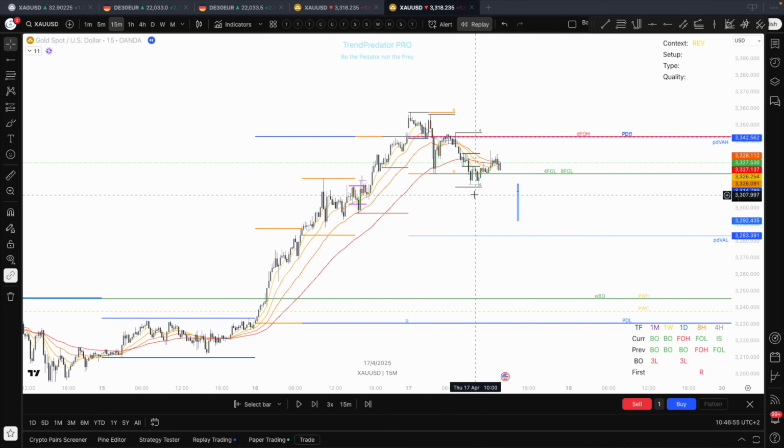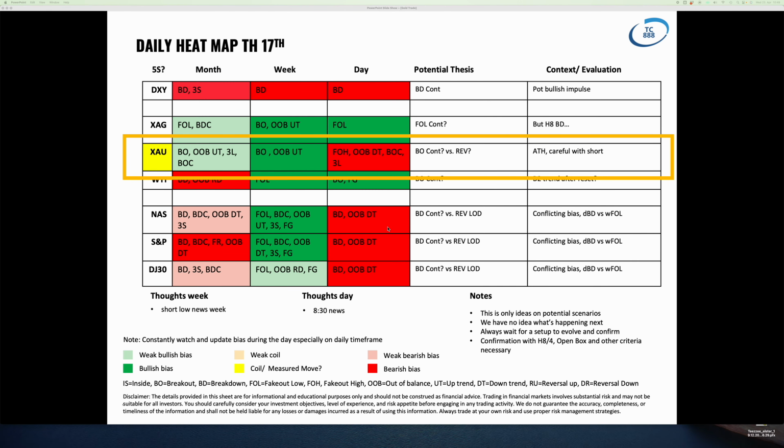So that's the thesis. And now let's look at what I wrote on the heat map for that. Let's summarize thesis generation and look at everything I wrote on the chart. So this whole analysis takes a maximum of 5 minutes per pair. So here you see gold, it's a 5-star template because we had an out of balance close. We are month in breakout, out of balance uptrend because we closed outside the value area of the market profile. We are in 3 months of longs and we have a breakout close on the month.